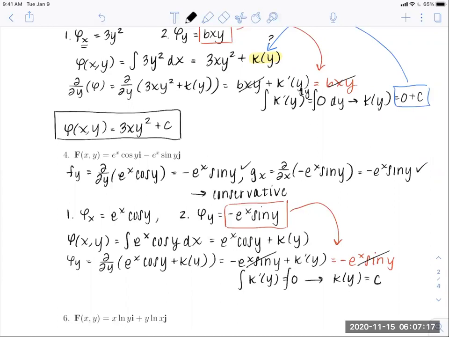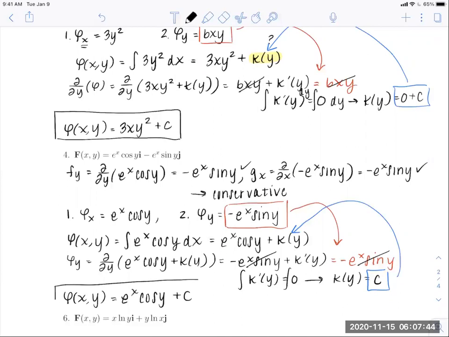And finally, I want to take this value for k of y and I want to plug it back up into my phi formula. And so here, my final answer for my potential function phi of xy is e to the x cosine y plus a constant of integration.